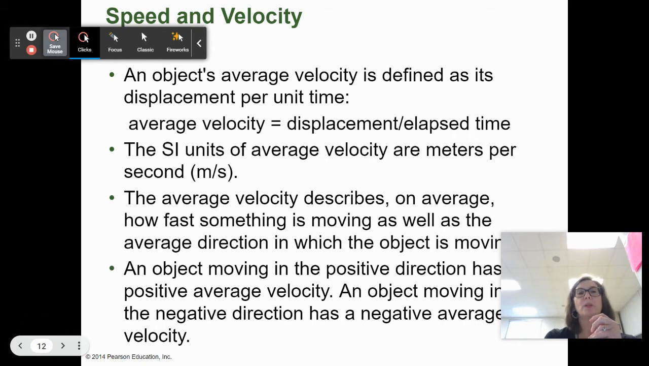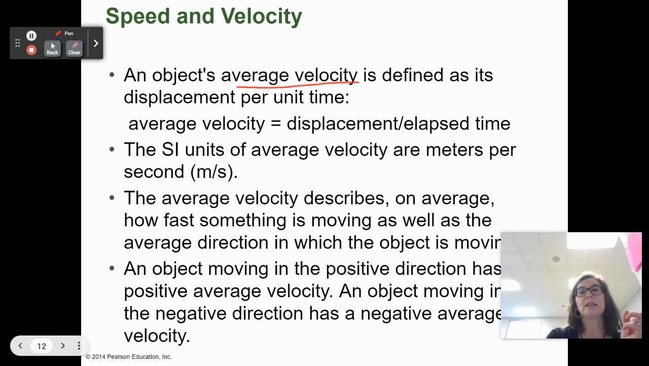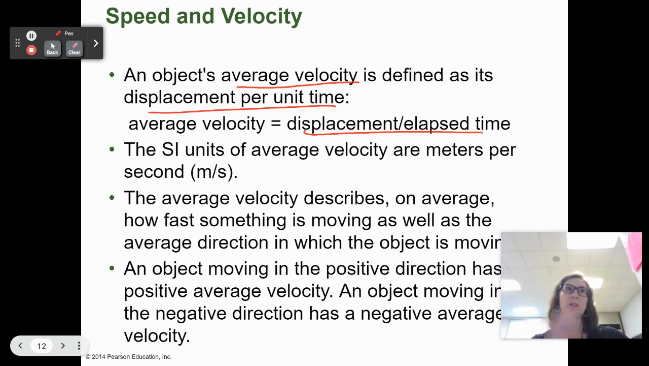All right. Velocity, on the other hand, right? So speed is distance versus time, but velocity is displacement divided by time. So displacement divided by time is our average velocity. So there's your difference between speed and velocity, or one difference. Speed is distance divided by time. Velocity is displacement divided by time. Units wind up being the same either way.